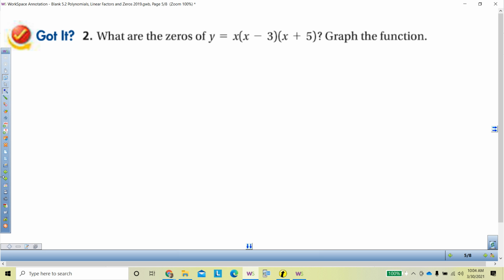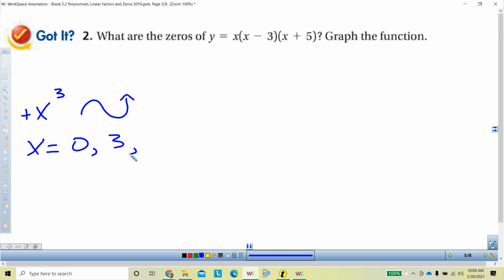So draw your graph. Make those 3 dots on the x-axis at 0, positive 3, and negative 5. And then pick some values in between. You know that your graph, again, is going to be a positive x cubed that looks like that. Your zeros are going to be 0, 3, and negative 5. Right, just give you a little starter pack there.